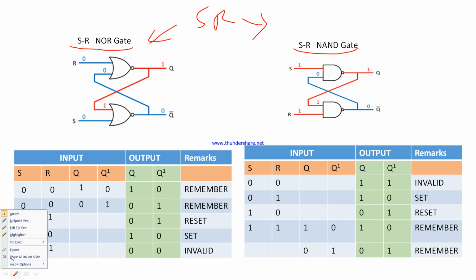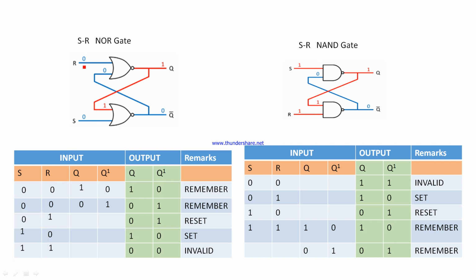Let's see what happens. I erase all. Let's see what happened with the SR NOR gate. When we put S0 and R0, first we assume that Q is 1. If we assume Q is 1, then Q dash will be 0. Now, if we put these as inputs, we'll get the output Q 1 and Q dash 0. So, if we assume 1-0, we get the output 1-0. So, this is what we call the remember state.